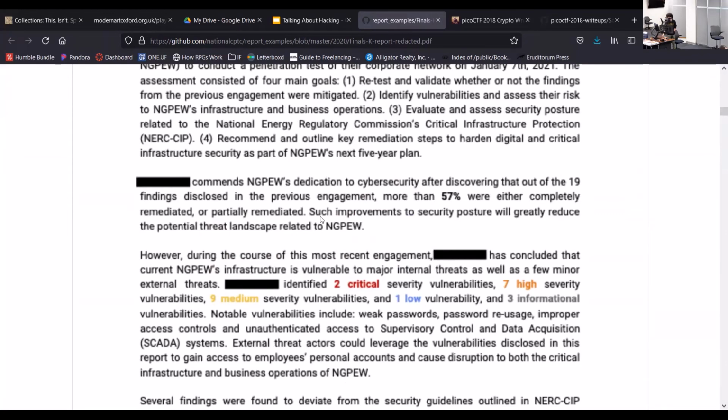Right? This paragraph right here solely exists to make the executives feel better about having hired you. And that's an important thing to do. If they feel like hiring you was a mistake, then they won't hire you again, right?